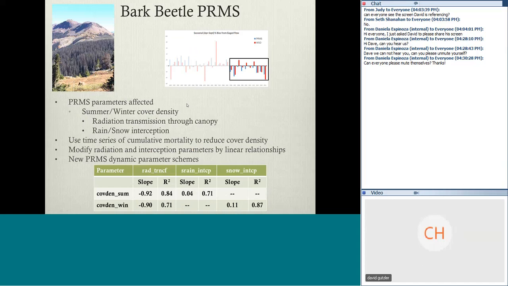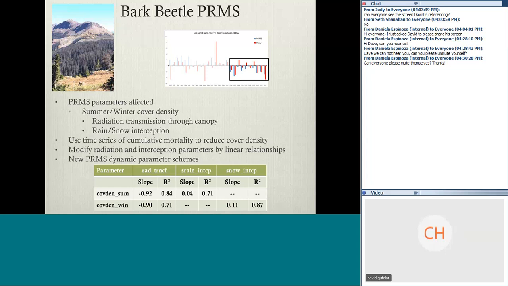And so to incorporate bark beetle into PRMS, we manipulated the vegetation parameters, specifically the summer and winter cover density, and those in turn impact the radiation transmission to the canopy and the snow and rain interception parameters within PRMS. We used the cumulative mortality time series from the Forest Service that David showed earlier in the presentation to modify the cover density within each HRU, and then used that modified cover density to calculate a new radiation intercept parameter for PRMS by each HRU. Some of the new features of PRMS include a dynamic parameter scheme, which allows you to change these through time without having to stop and restart your modeling scheme.